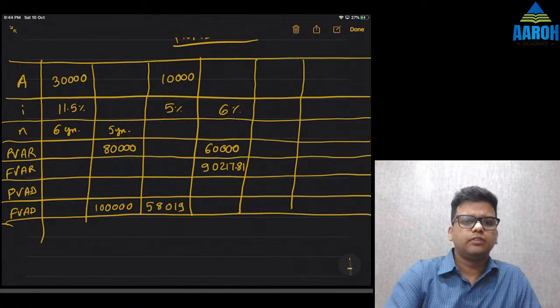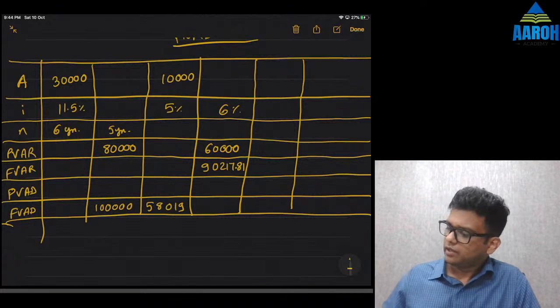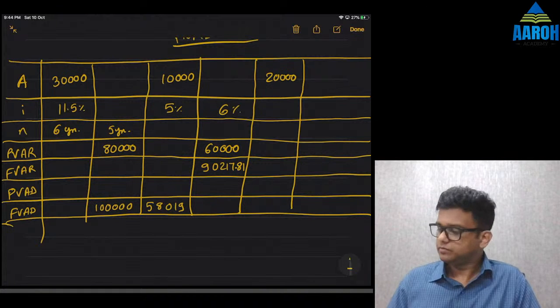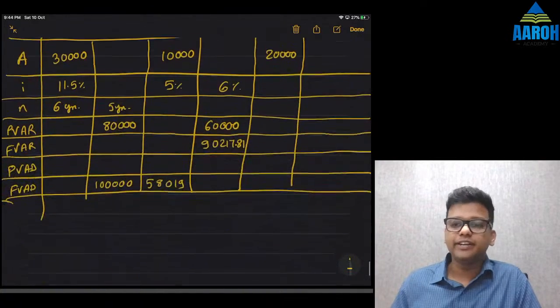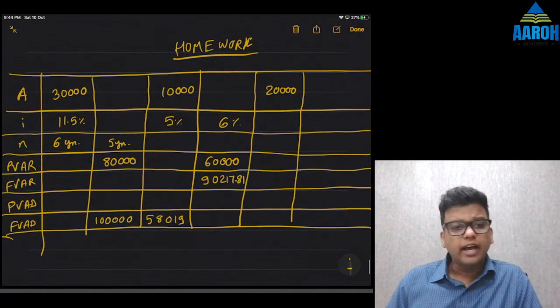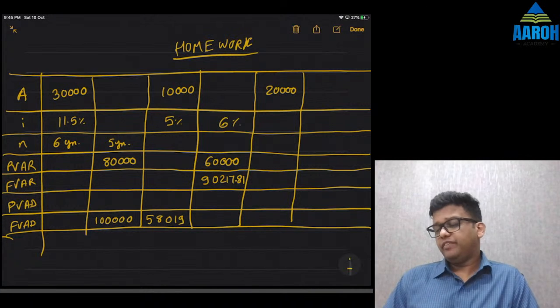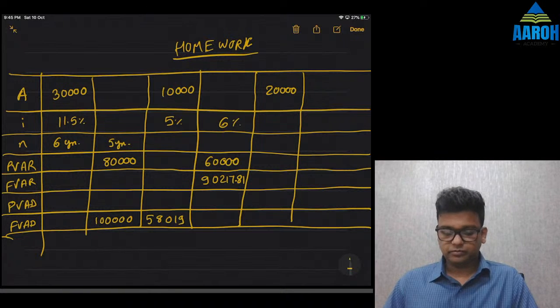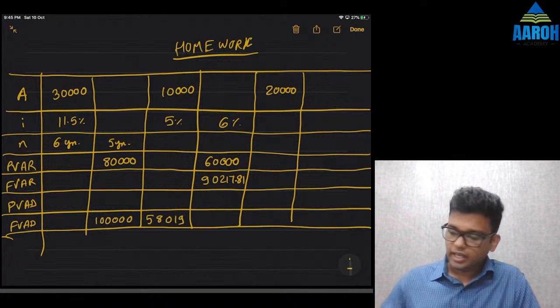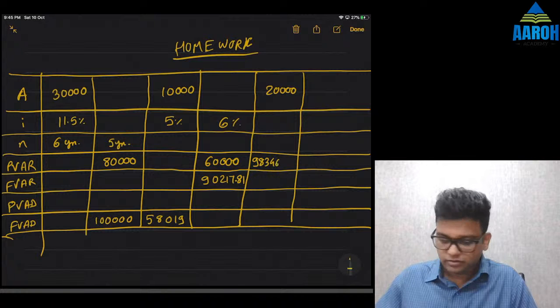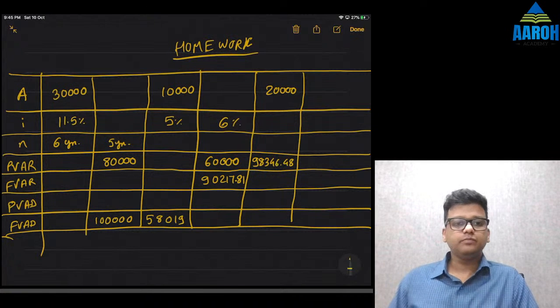Next is, let's say annuity amount is given to be 20,000. Fine. Deepali, that is answer to which one? FVAD, fine, that is correct. Next is annuity amount is given as 20,000. Let's say PVAR is given as 98,346.48.